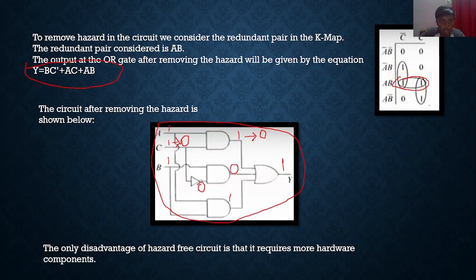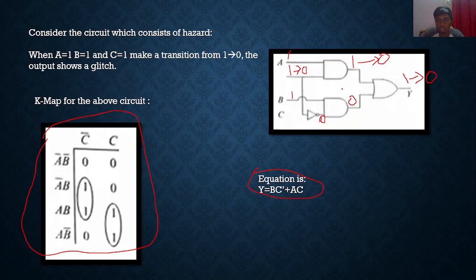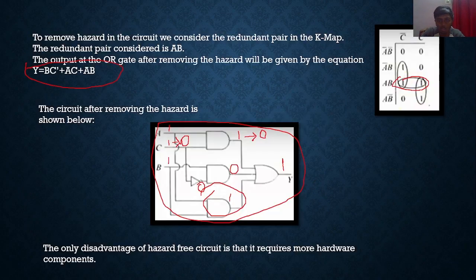This is because of the redundant pair AB, which is here. The only disadvantage of using a hazard-free circuit is that it requires more hardware components. As we can see here, there is an extra AND gate that is used, unlike this circuit. Here only two AND gates are used, and here three AND gates are used.